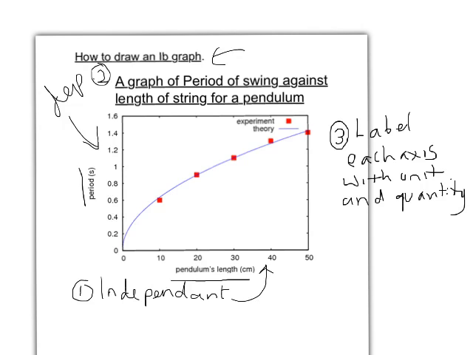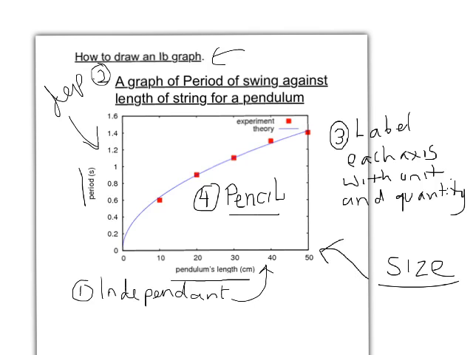Number 4, use a pencil, a sharp pencil, to plot your points. Number 5 is to do with size. Make sure that your graph is more than half the available paper. Number 6, don't use strange scales. Keep your increments on the graph nice and simple.